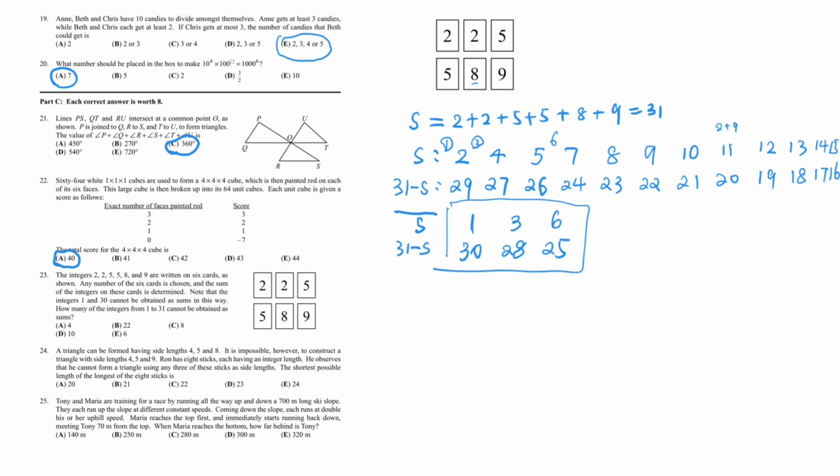are all the 1, 3, 6, 30, 28, 25. That's the total 6 sums we can't obtain. Therefore, the answer of 23 is E, 6.